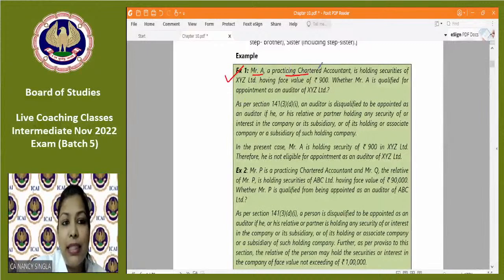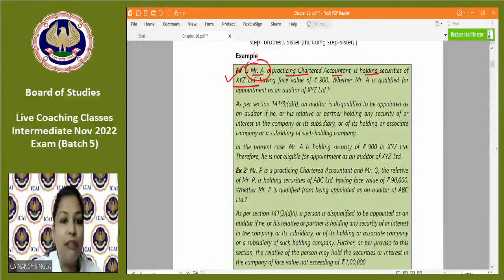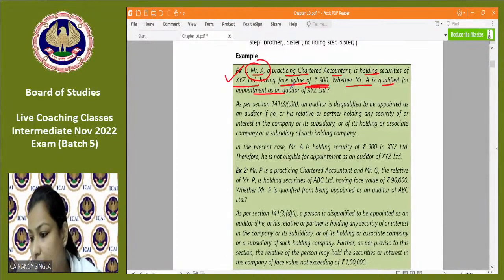So Mr. A, a practicing chartered accountant, is holding securities of XYZ Limited. तो यहाँ पर तो Mr. A, the person himself, is holding securities. But देखो, the face value is rupees 900 only. That is less than rupees 1 lakh. ठीक है. So whether Mr. A is qualified, quickly send in your replies, yes or no.